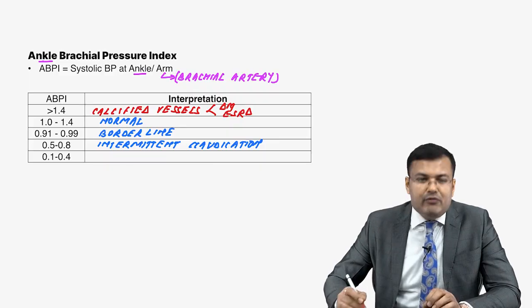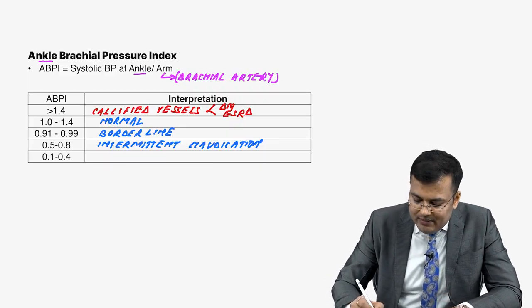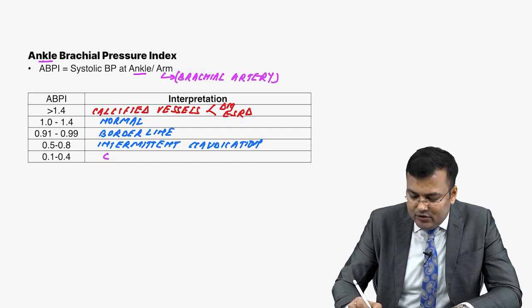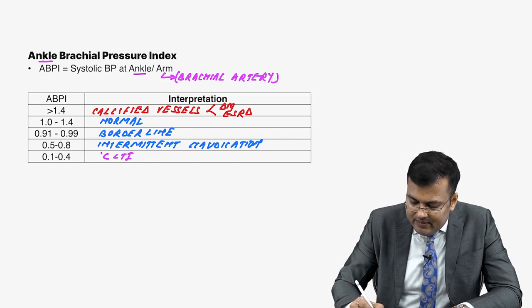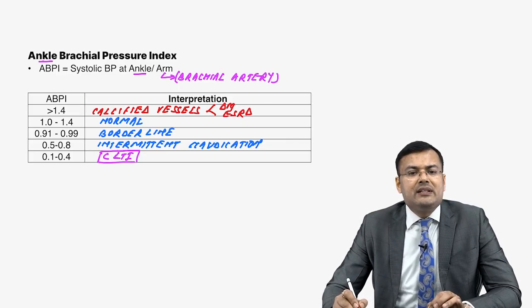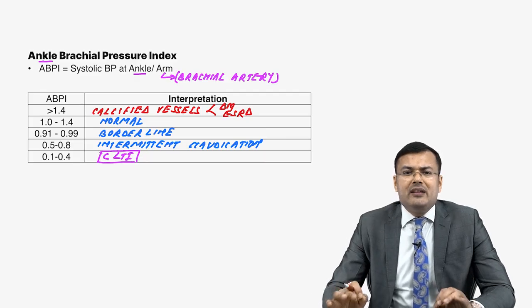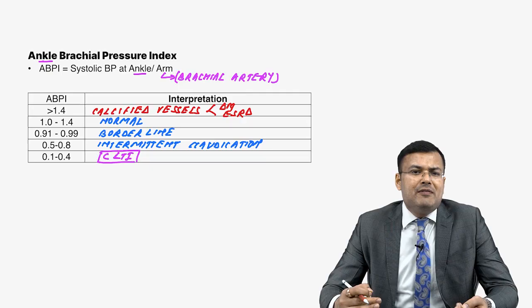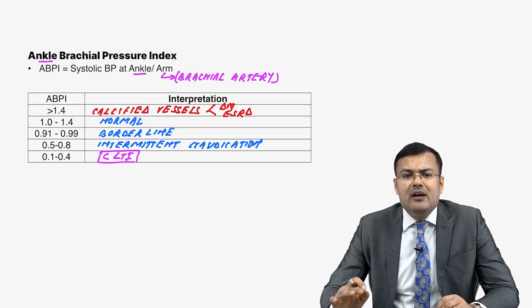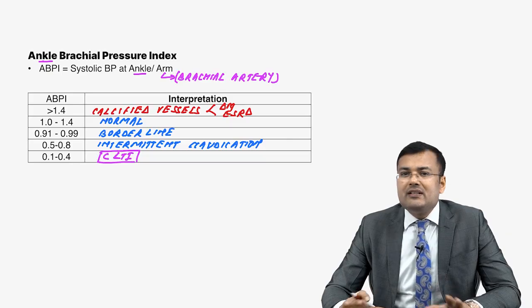And if it's between 0.1 to 0.4, guys, patient is having critical limb ischemia, also known as CLTI, that is chronic limb threatening ischemia. So CLI, critical limb ischemia, or CLTI, which is mentioned in the Bailey, it is chronic limb threatening ischemia. So this is the interpretation.